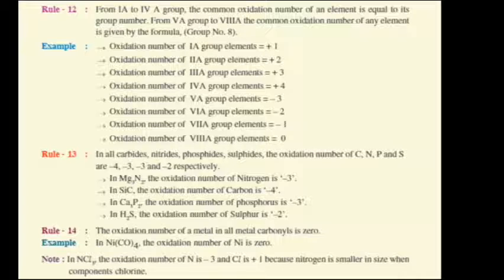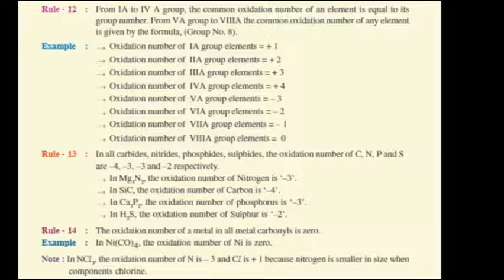Rule 13: In all carbides, nitrides, phosphides and sulfides, the oxidation numbers of carbon, nitrogen, phosphorus and sulfur are −4, −3, −3 and −2 respectively. In Mg3N2, the oxidation number of nitrogen is −3. In SiC, the oxidation number of carbon is −4. In Ca3P2, the oxidation number of phosphorus is −3. In H2S, the oxidation number of sulfur is −2.